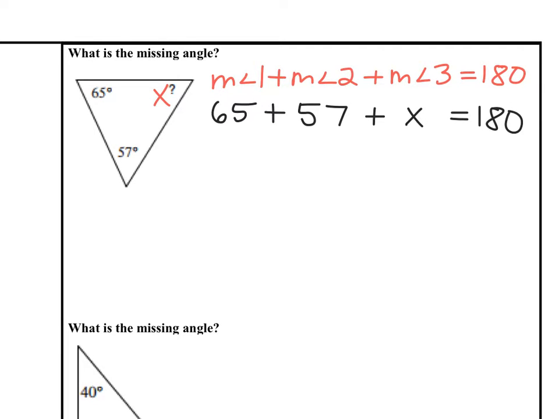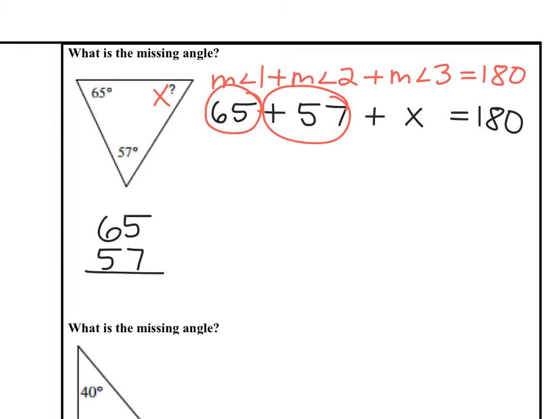I haven't been letting you use a calculator, so we're going to keep that up. I need to first combine like terms. So I'm going to combine the 65 and the 57, which means I'm adding them up. Let's write out that addition in case we forgot how to do it. 5 plus 7, you can use your fingers if you need to, use a number line on your desk. 12, so write the 2 and carry the 1. That's 7 plus 5, which is 12 again. So 122 plus x equals 180.